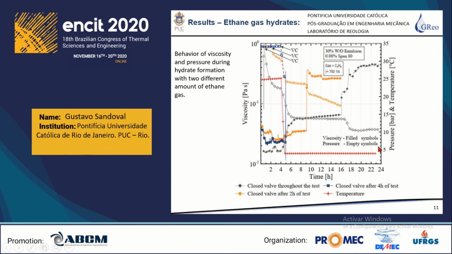This information is important, and the mass consumed during hydrate formation for the experiment conducted with closed valve was around 2.4 grams, and for the experiment with 2 hours of open valve was around 1.7 grams. That means that the experiment with closed valve took more time to form hydrates, but also consumed more gas during hydrate formation in comparison with the results of the experiment conducted with 2 hours of open valve.